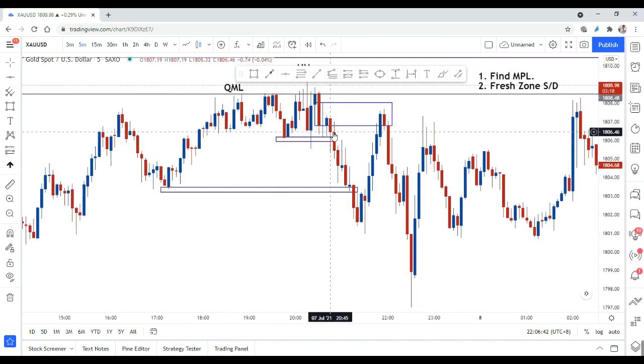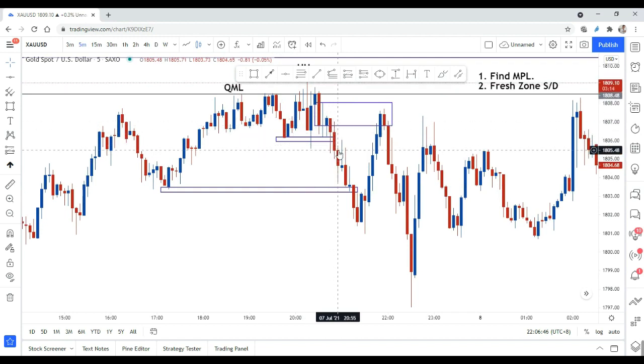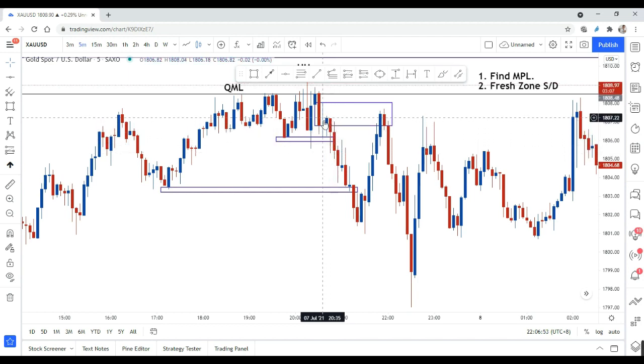Significant means that maybe there is a whole-body candle, and then the second, the third candle's wick comes back and takes the order, then that is considered not fresh. For this one, it is still considered a fresh supply zone.